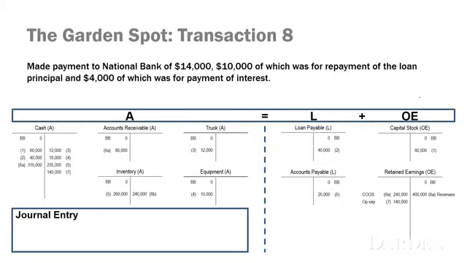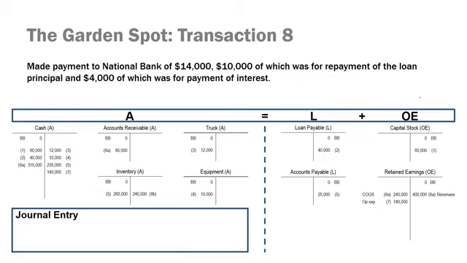Right, transaction 8. The company made its payment to the National Bank for $14,000. $10,000 of that was a repayment of the principal. Recall when they took out the loan, they were going to make a $10,000 payment on the principal each year at the end of the year. And then $4,000 of the $14,000 payment was the payment for interest.